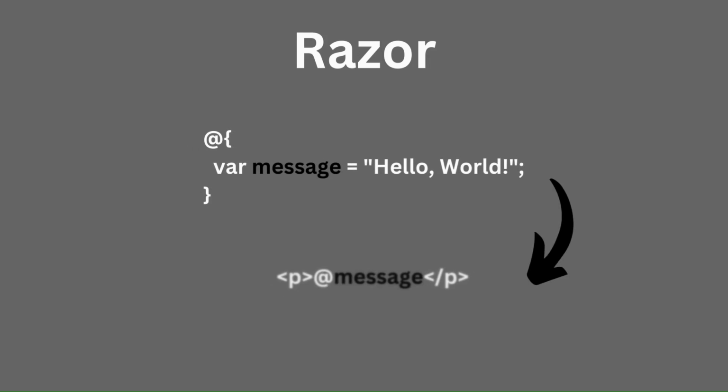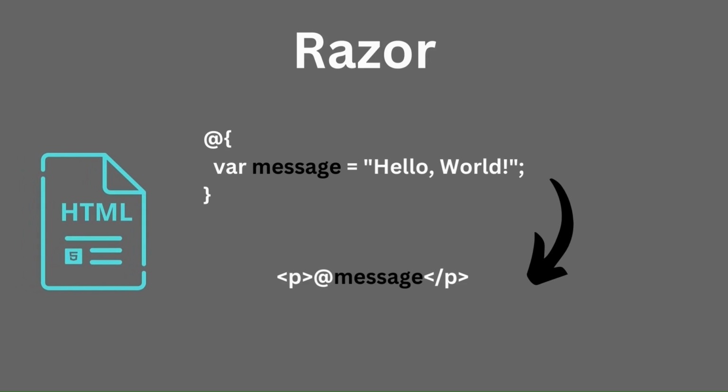Razor is a markup syntax used in ASP.NET Core to embed C# code into HTML. It's designed to be clean and concise, making your code easier to read and maintain. You'll commonly see Razor syntax in views, which are responsible for rendering the UI. Razor syntax is denoted by the @ symbol. Now let's look at some common uses.